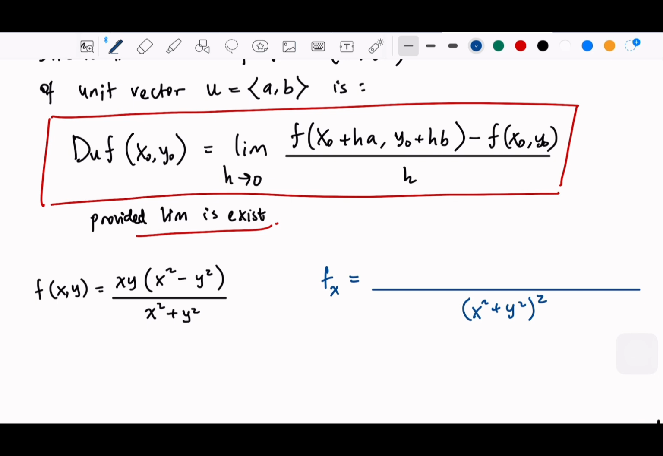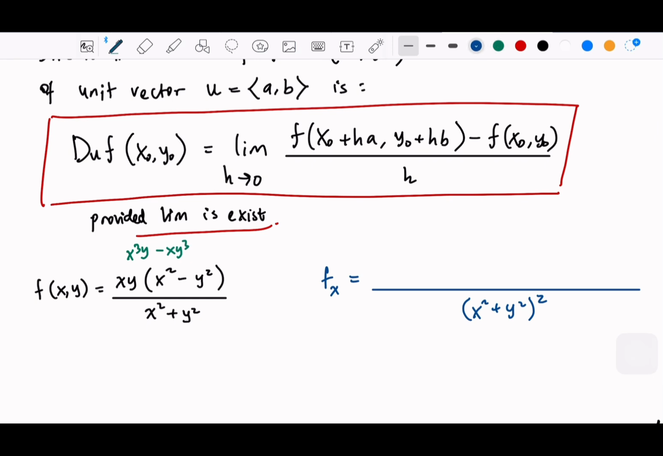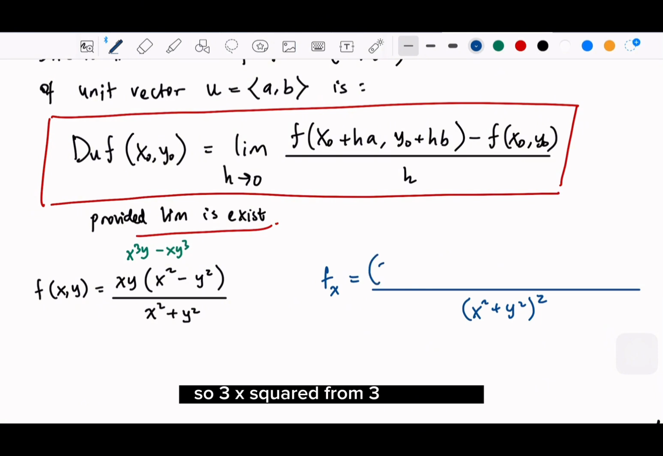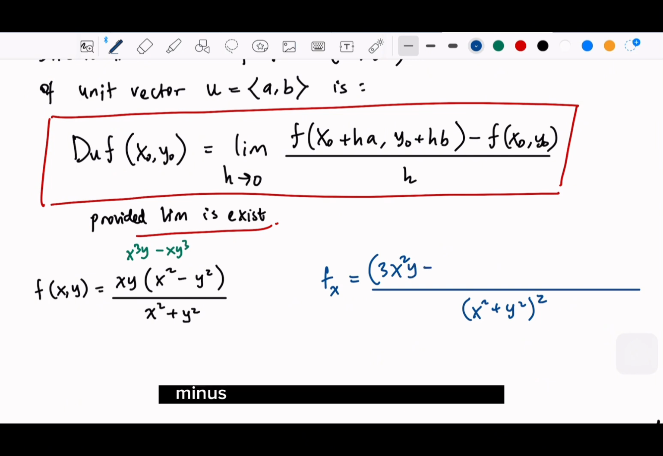So I will write this as xy, or let me write it carefully to make sure that I write all the components correctly. Okay, so first we need to differentiate that. So 3x squared y, right, minus y cubed, and then multiply with this.